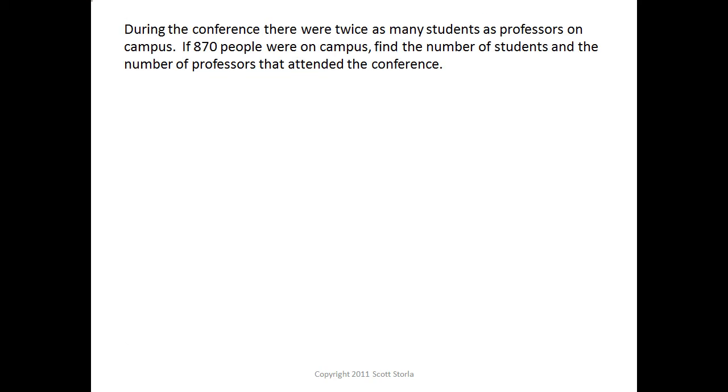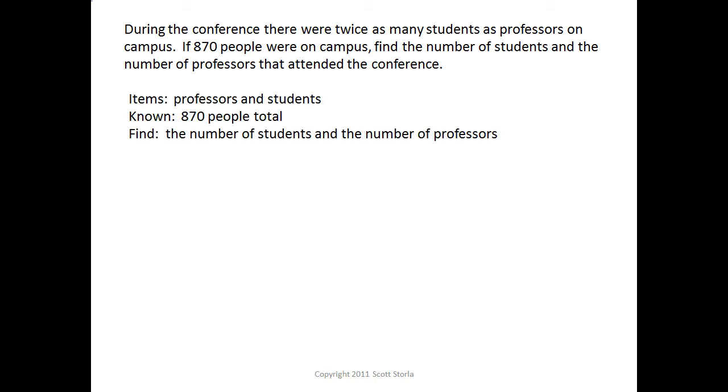Try this one. Practicing step 1, we know that our items are students and professors, that there was 870 people total, and that we're supposed to find the number of students and the number of professors. We don't know either, so let's call the number of professors x, and then the number of students will be twice as much, or 2x.